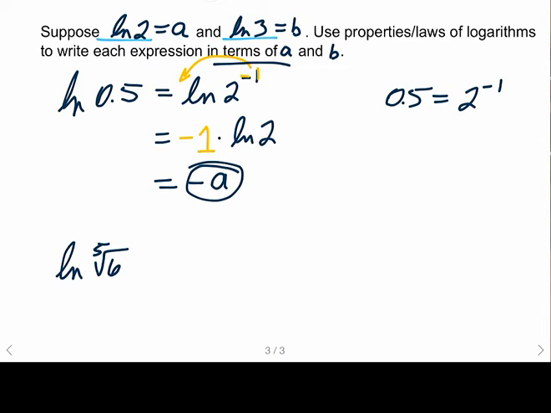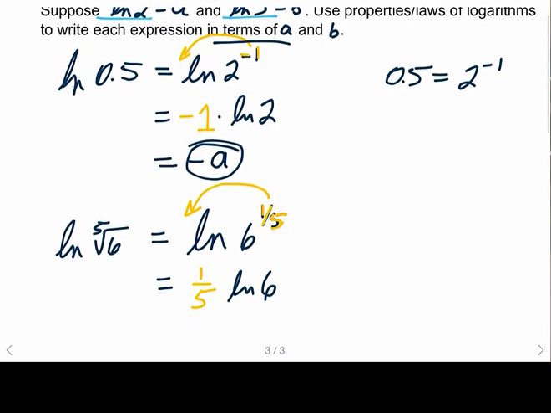Next, we have natural log of the 5th root of 6. First off, that root can be written as an exponent. So this is natural log of 6 to the 1/5. Now the exponent comes out front using that property of logarithms. And so this becomes 1/5 times the natural log of 6.